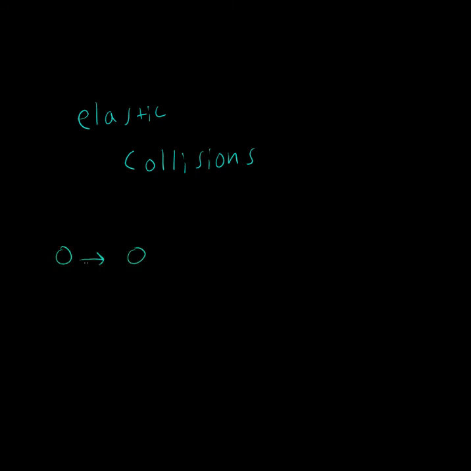So if I have ball 1 and ball 2, ball 1 comes and hits ball 2, and then ball 1 might be stationary and ball 2 might now be moving away from ball 1. So the big thing with elastic collisions is ball 1 and ball 2 can't be deformed or anything like that. They can't lose pieces. And the other thing is heat can't be generated.